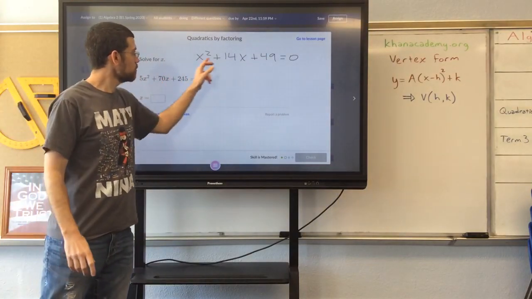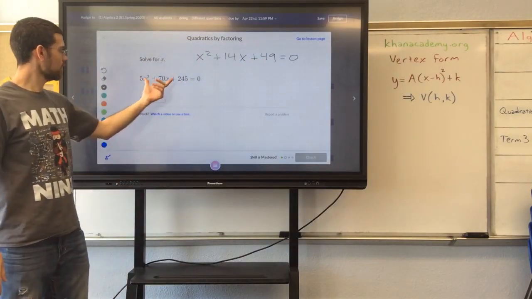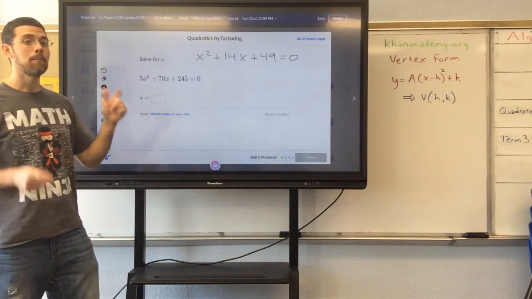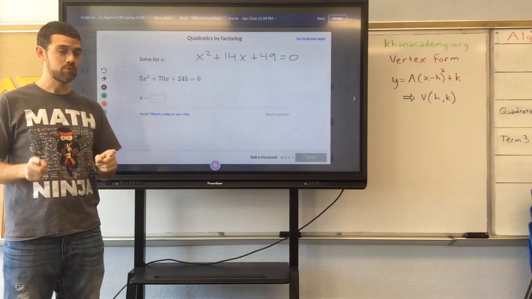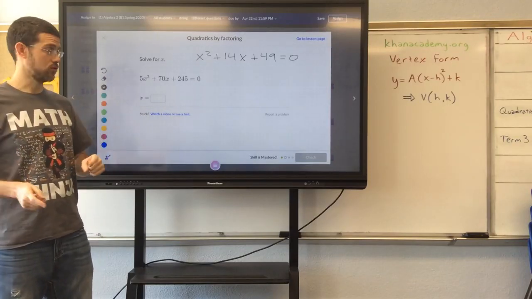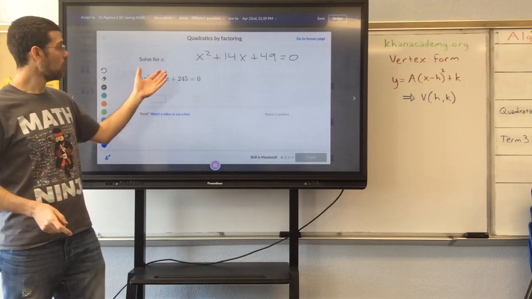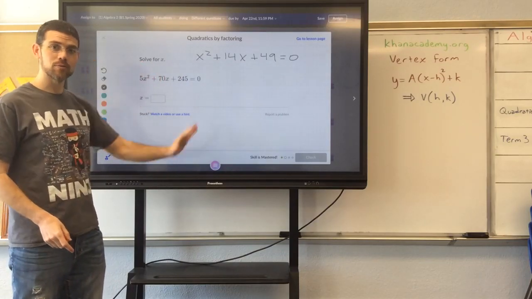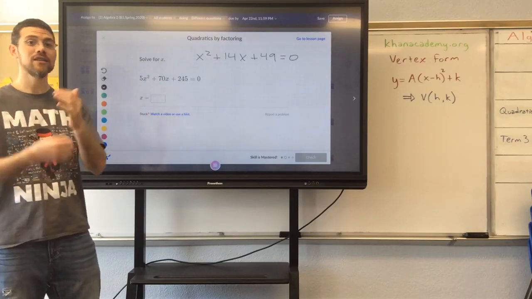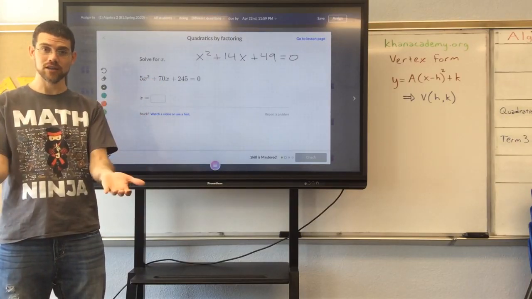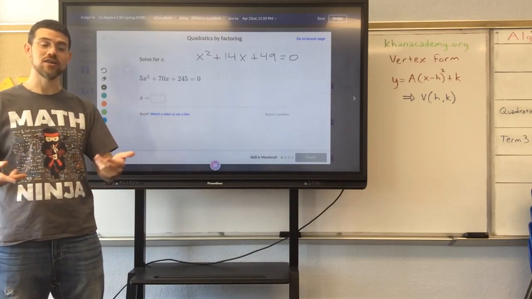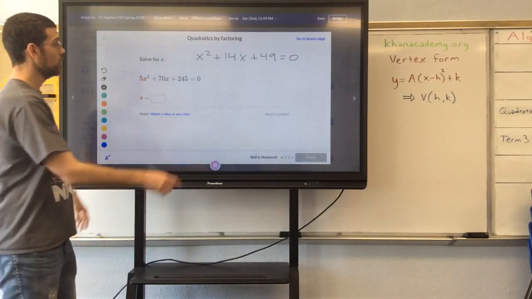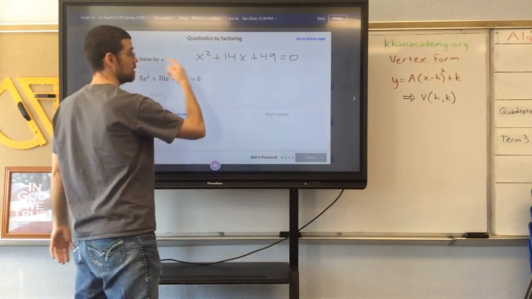This expression right here is not equivalent to that one. This is a different parabola, but both of those parabolas have the same zeros because all that has changed is one has been reduced by a factor of 5. But that doesn't change the place it crosses the x-axis. It doesn't change the zeros of the function. Okay, so we want to factor this.